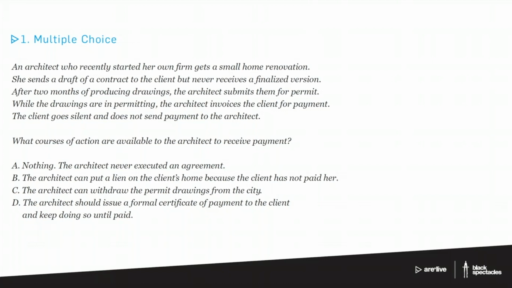So would you like me to read this? Yeah, go right ahead. Okay, so if everyone can see the screen, read along with me. An architect who recently started her own firm gets a small home renovation. She sends a draft of a contract to the client, but never receives a finalized version. After 2 months of producing drawings, the architect submits them for permit. While the drawings are in permitting, the architect invoices the client for payment. The client goes silent and does not send payment to the architect. What courses of action are available to the architect to receive payment?